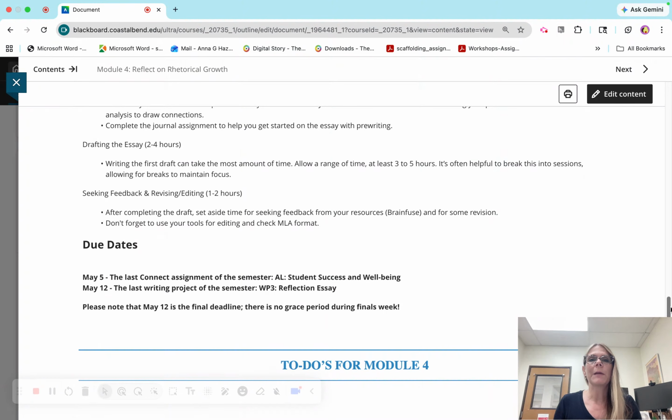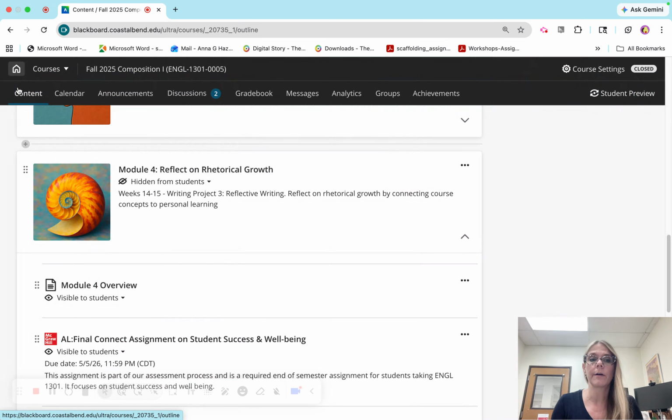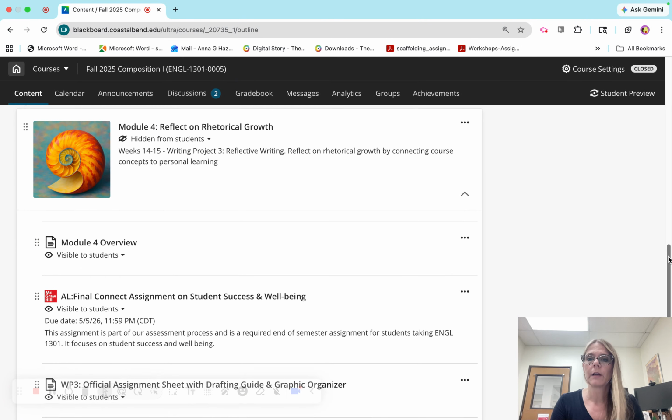And then the paper will be May 12th. That is going to be a firm final deadline for that assignment. Because it's during finals week, there is no grace period. I'm going to make a big deal about that and send it out in announcements too, because you have to realize that during finals there isn't a lot of wiggle room. That's why I wanted to make sure that you plan, and I gave you that little breakdown on time to help you with that. So that is important to note for this module.